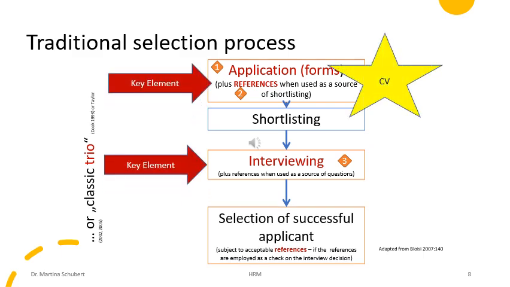The traditional selection process describes a combined use of three methods of selection: application forms, interview, and references. The key elements of this process are the application form and the interviews. References play an important but subsidiary role, operating as either an information and evaluation source for shortlisting and interview questions, or as a check of interview decision.